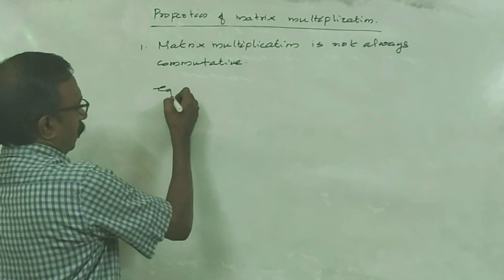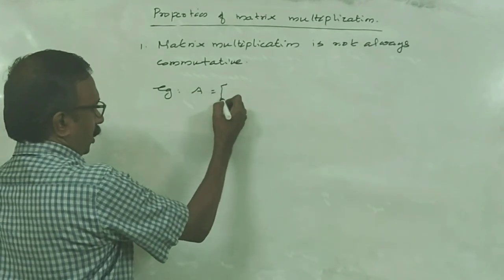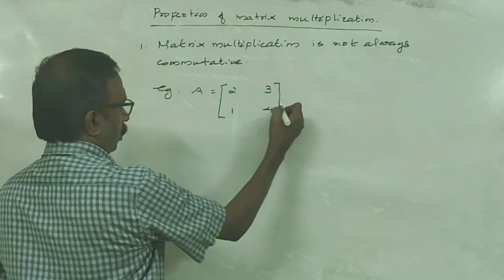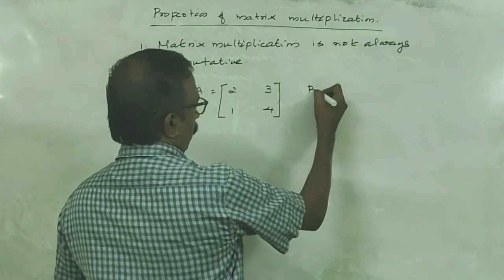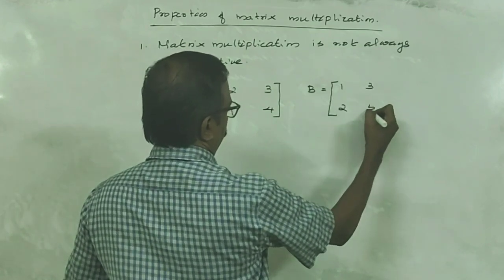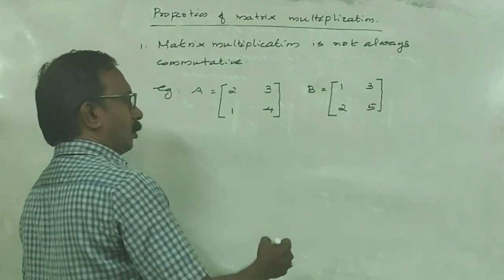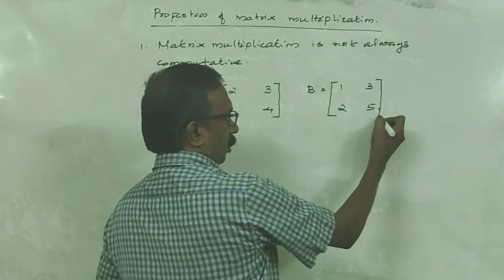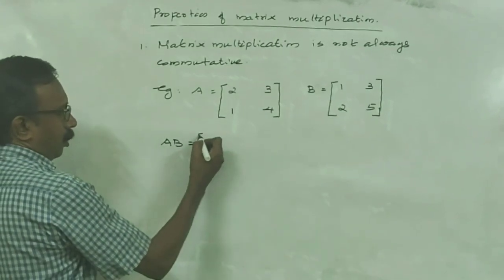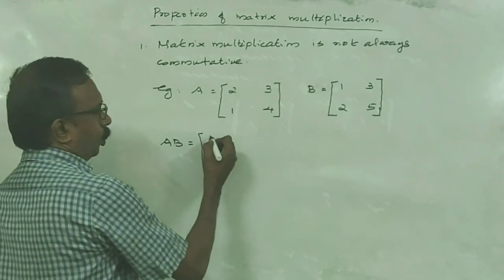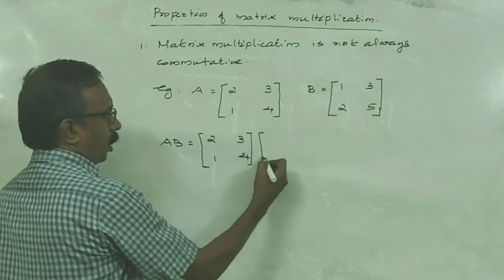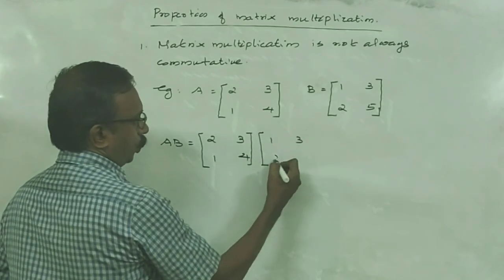Example, A is equal to matrix 2, 3, 1, 4. B is another matrix 1, 3, 2, 4. Here, find AB. First, find AB. AB is equal to 2, 3, 1, 4 into another matrix 1, 3, 2, 4.